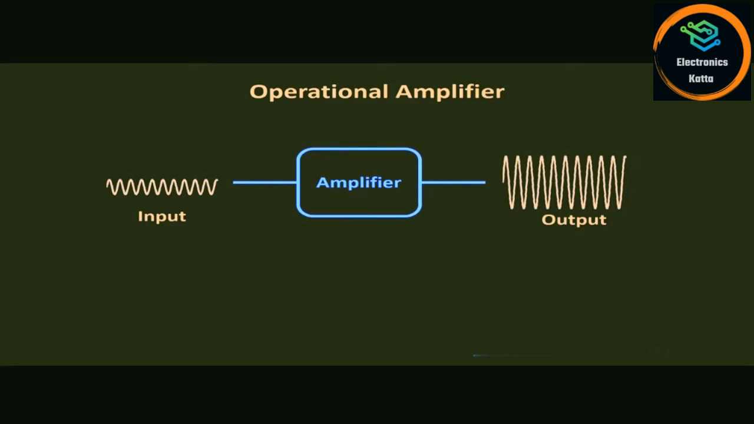So in early days when digital computers had not evolved, at that time the different mathematical functions like addition, subtraction, integration and differentiation were performed using this operational amplifier. So just by connecting a few resistors and capacitors, it is possible to perform different mathematical operations, and that is why this amplifier is known as the operational amplifier.